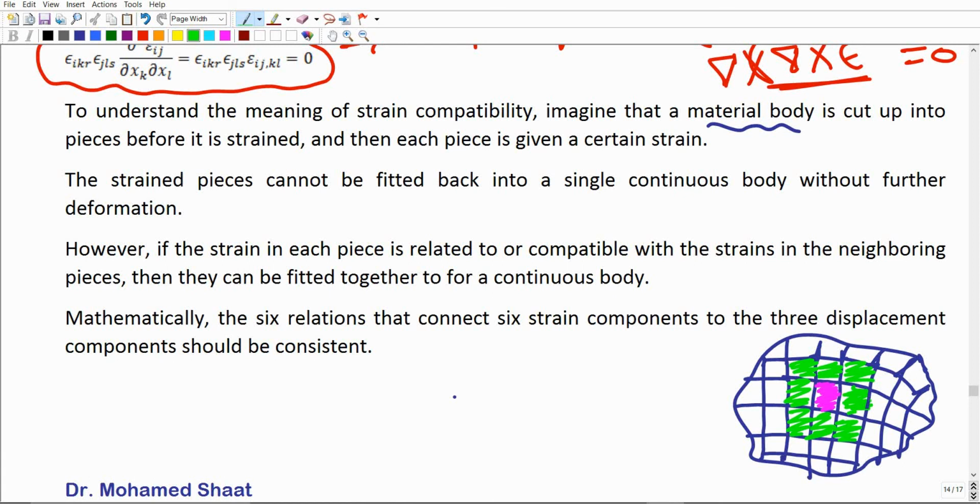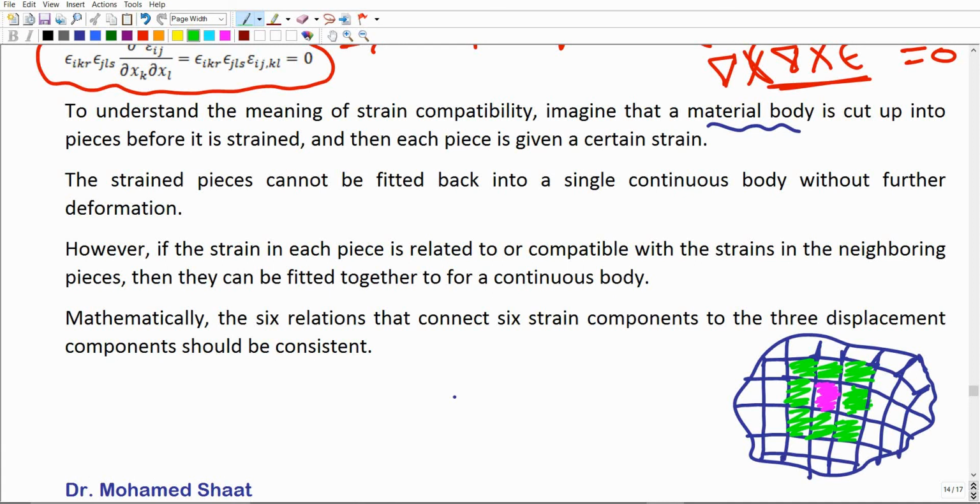So we say that if this happens, this element's strain is not consistent with the other strains. But if we give the strains to all of these elements and reassemble them again, and they fit together perfectly without any further or excessive straining, we say that we have consistent, or compatible, strains. This is the physical meaning of compatibility.